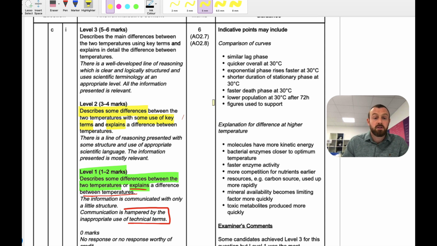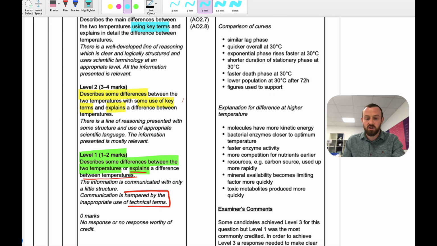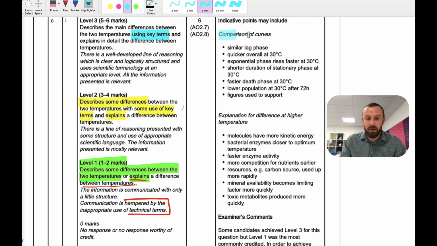And then for the top level, level 5 or 6, describe the main differences between the 2 temperatures using the key terms. So you've got to talk about each phase, lag, log, stationary, and death, and explain them and use the key terms. So all the points that you could have said are here, the comparison of the curves, and the explanation here.